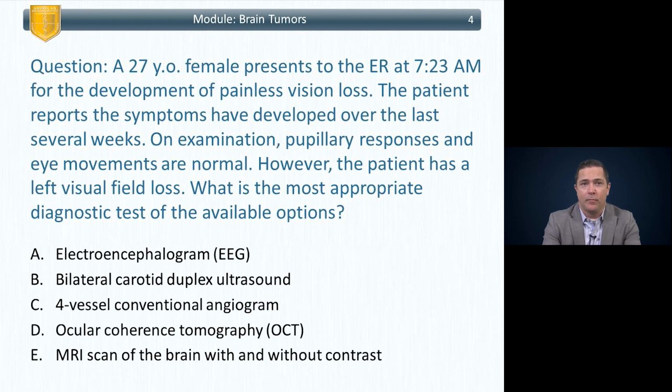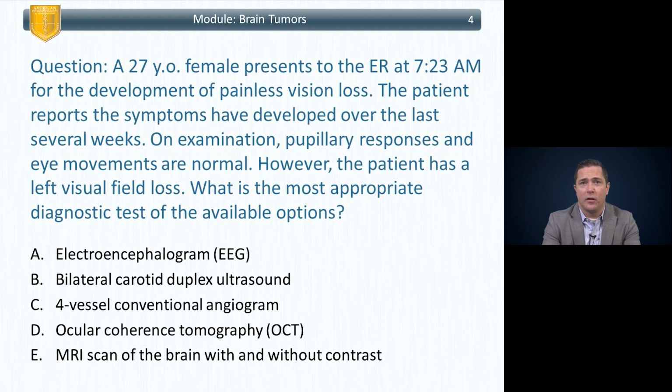An EEG, bilateral carotid duplex ultrasound, a four-vessel conventional angiogram, ocular coherence tomography, or an MRI scan of the brain with and without contrast. If you remember, the optic neuritis case was similar in terms of the patient's age. This patient is different. There's not loss of vision from one eye. There's loss of vision to a visual field.